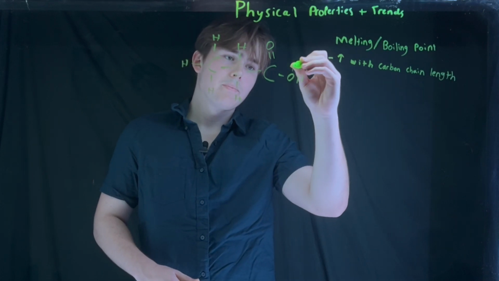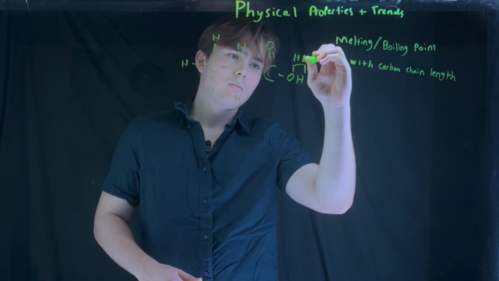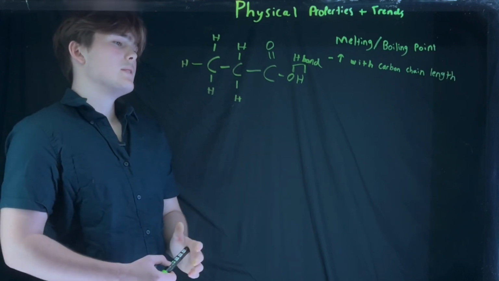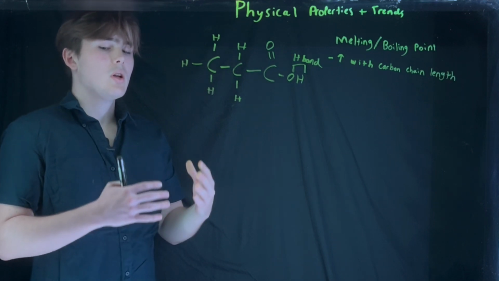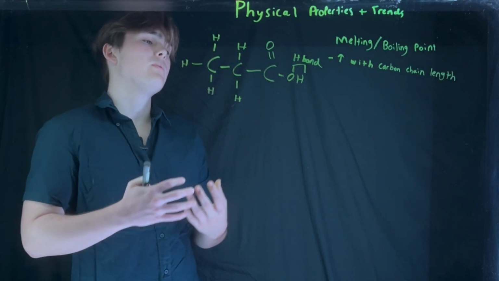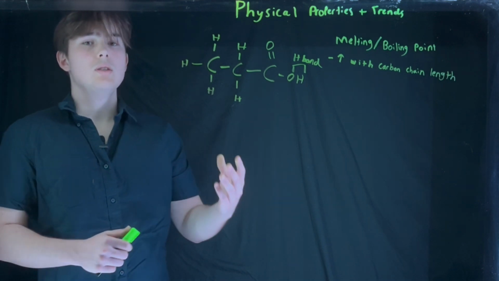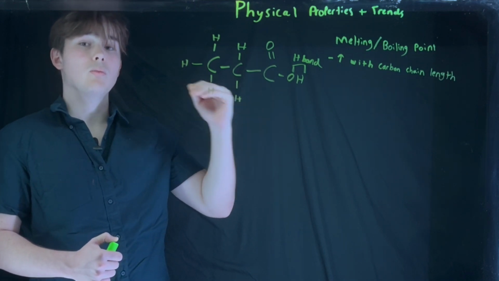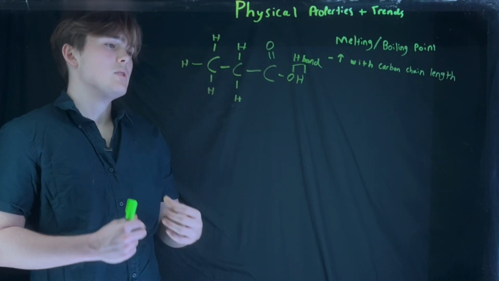So we have a hydrogen bond on that last molecule. That indicates that it's going to be harder to separate. The hydrogen bond is harder to pull apart, so it requires more energy for that oxygen and that hydrogen to separate. Because it requires more energy, it requires more heat, therefore the melting point or the boiling point of the molecule is going to be higher, because it requires more energy to separate those bonds.